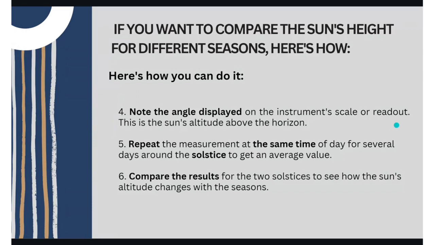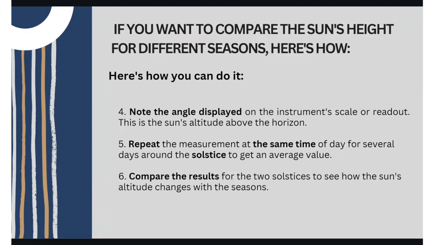The fifth step is repeat the measurement at the same time for several days around the solstice. To get more accurate measurements, we should take multiple readings at the same time over the course of several days. This will help to account for any variations in the sun's altitude due to changes in the Earth's position.